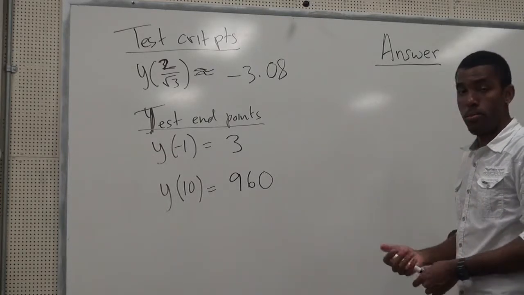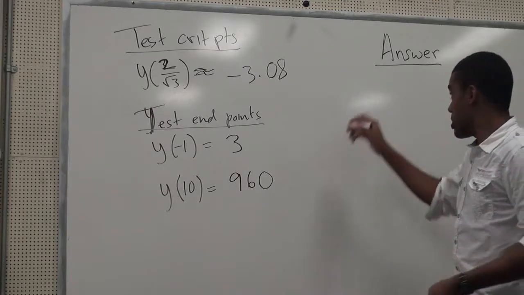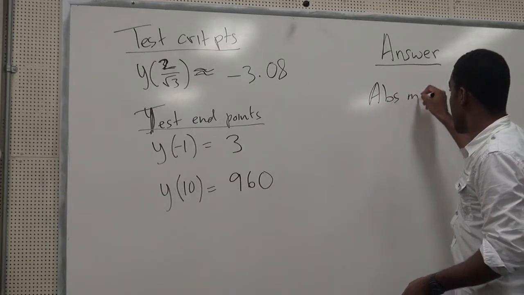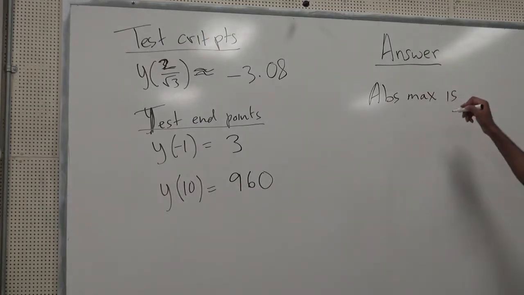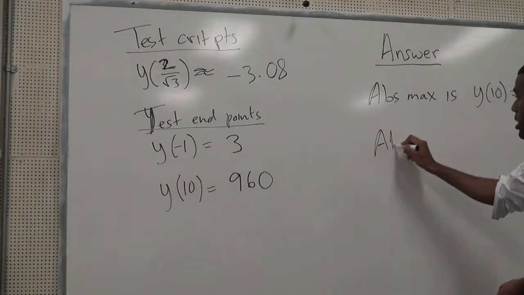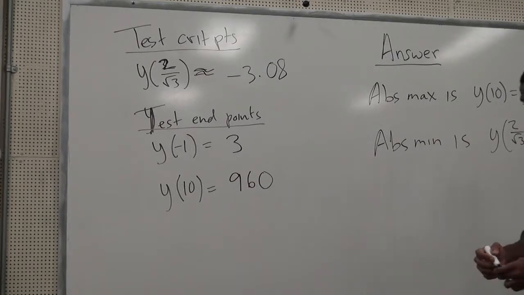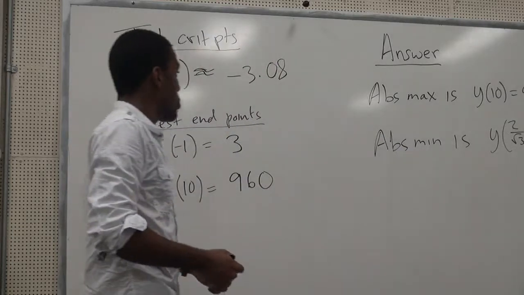How do you answer the question? So you'd say the absolute max is at 10. Y of 10 equals 960. Right. They usually talk about the value, so you want to get the y value. And your absolute min is y of 2 over radical 3, about negative 3.08. Right?